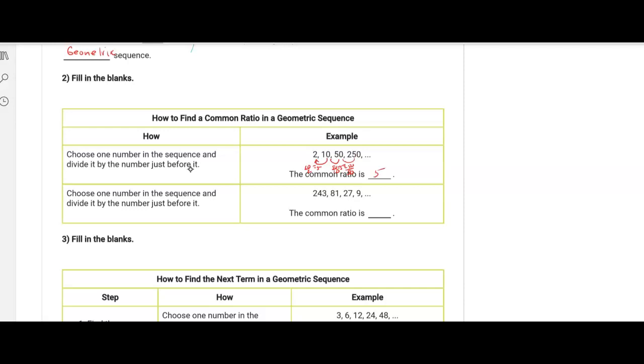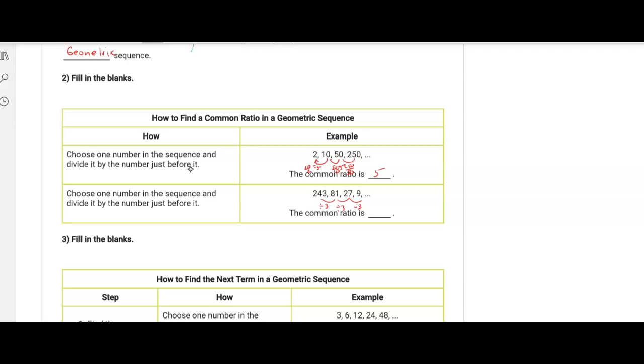Now here, when the numbers start big and go the other way, what I have to look at is, what am I doing to get 81? What am I doing to get 27? What am I doing to get 9? When I work this way, I am dividing by 3, dividing by 3, dividing by 3.